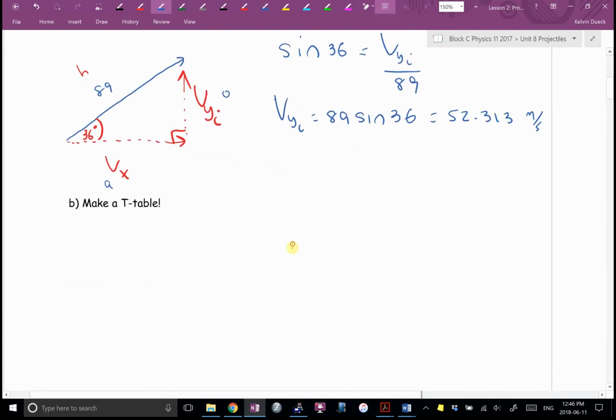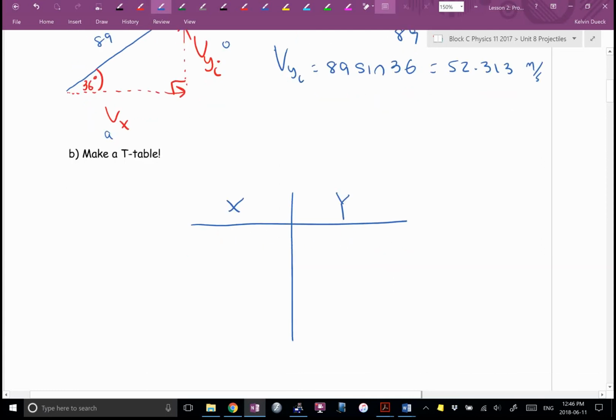We're going to come back, but let's make a t-table. What were the two things that I could put in this t-table that I called my physics no-brainers? What was the horizontal acceleration? What was the vertical acceleration? And I now have something else I can add in the vertical column, 52.313. I need three things to find time, so clearly we need to keep going.